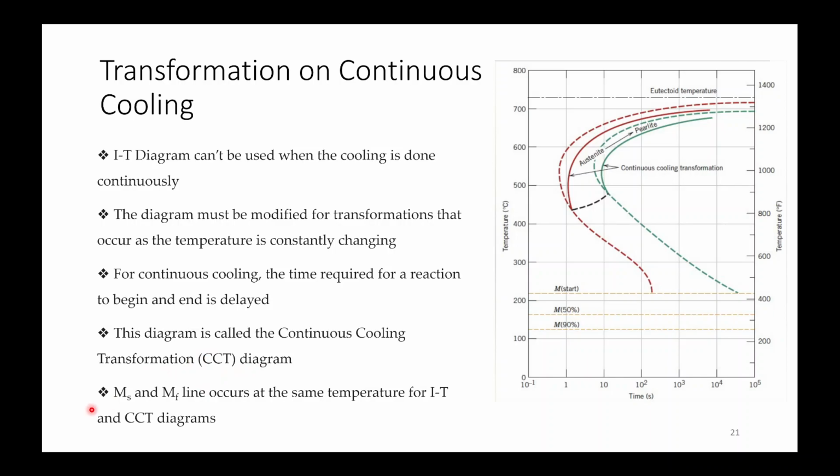In this case, the MS and MF lines occur at the same temperature for IT and CCT diagrams. So as we know, this is not time dependent. For these martensitic transformations, these lines remain the same, and this curve will be a little bit shifted to the right and to the lower compared to your isothermal diagrams.